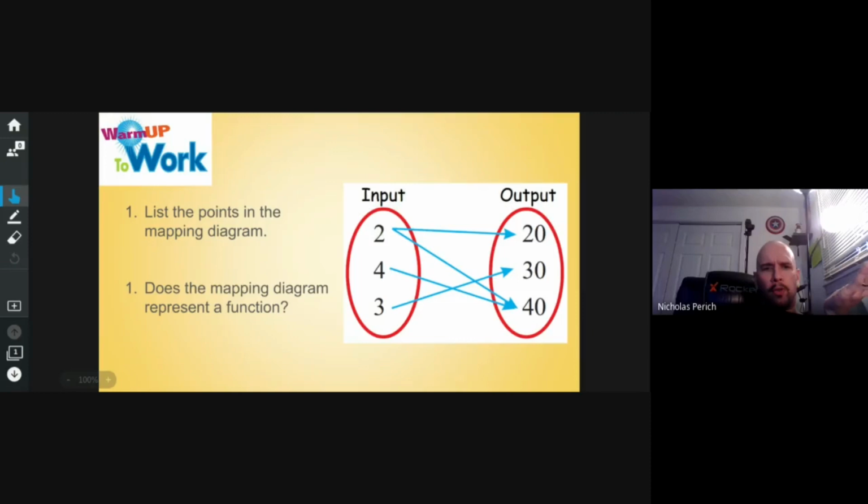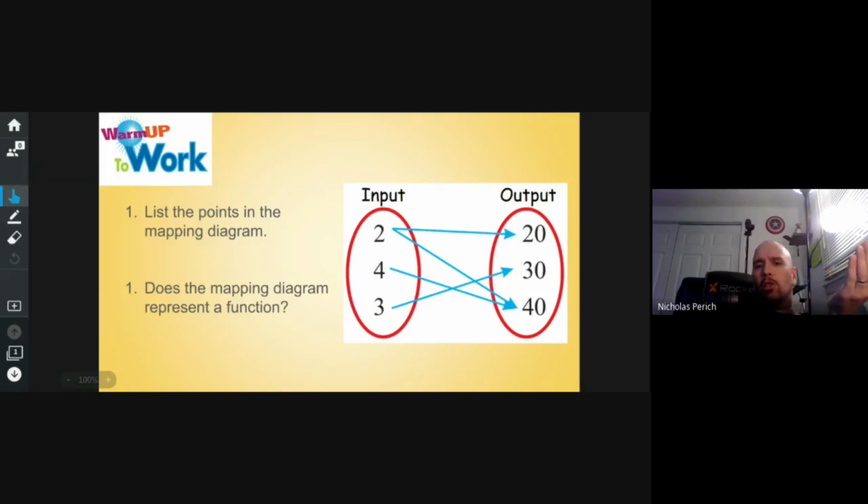I'm supposed to first off list the points in the mapping diagram. That's step number one for me. Step number one, list the points in the mapping diagram. Remember, a mapping diagram takes a bunch of points, and I get to make the domain or the input bubble, and the range or the output bubble. But when I'm given the mapping diagram, I know how many points there are by how many arrows there are. So I have 1, 2, 3, 4 arrows. Even though in each bubble I have 3 numbers, since there's 4 arrows, that means I have 4 points.